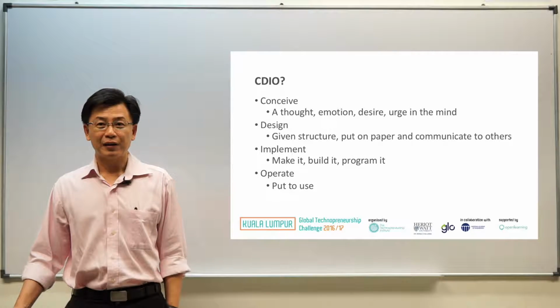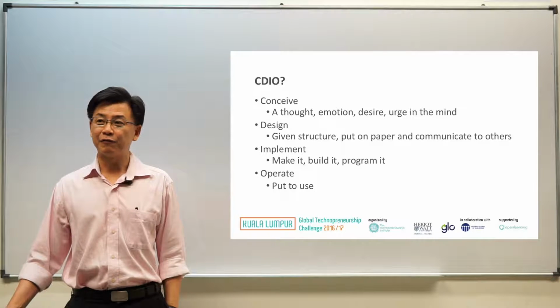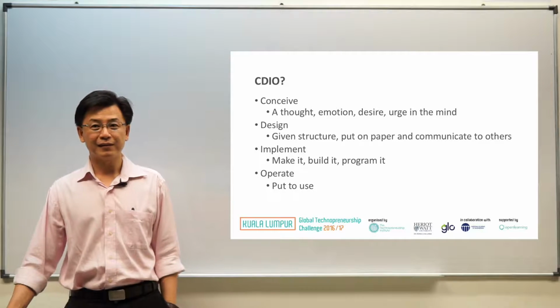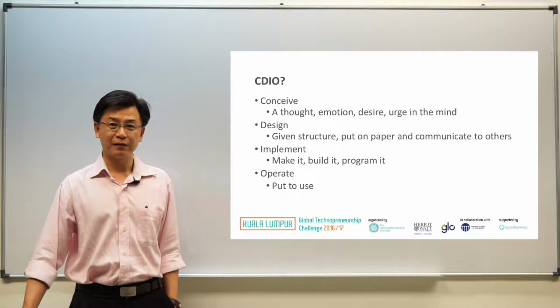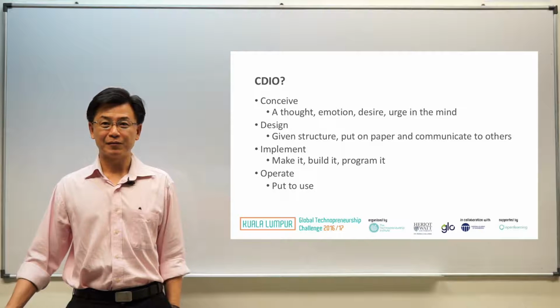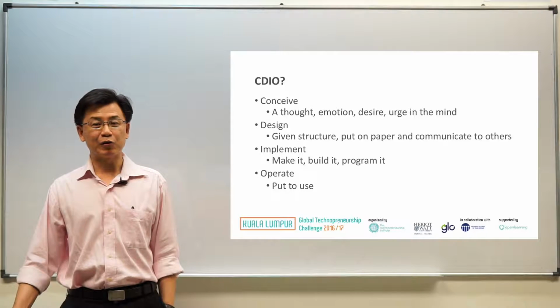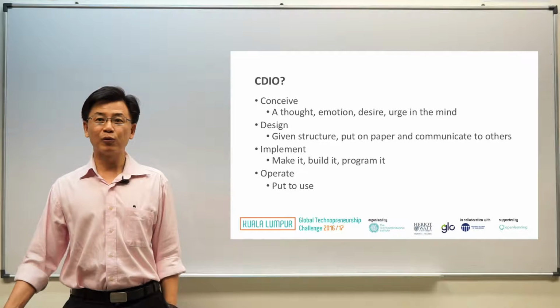Other than nature, if you look at everything around you, they all have a life cycle where they are first conceived, designed, implemented, and then operated. Now, CDIO, conceive, design, implement, operate, means just that. Whatever you'll be working on and whatever design process that you'll be choosing to use, it will go through these 4 stages.